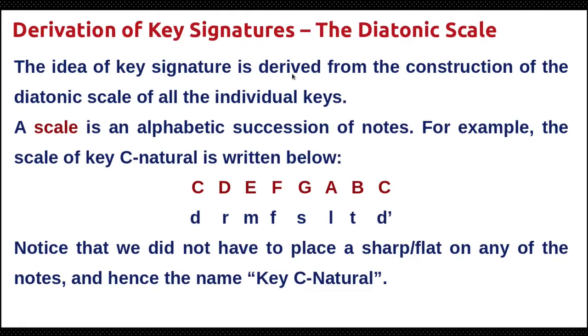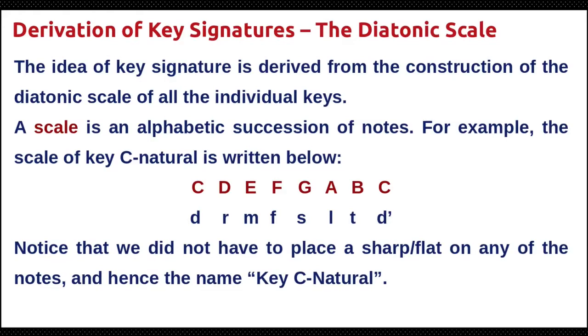Now how do we derive key signatures? The secret is constructing the diatonic scale for every single key. The idea of key signature is derived from the construction of the diatonic scale for all the individual keys. We have 12 unique keys and we can build the diatonic scales for each of these 12 keys. So when we say a scale, it is an alphabetical succession of notes.